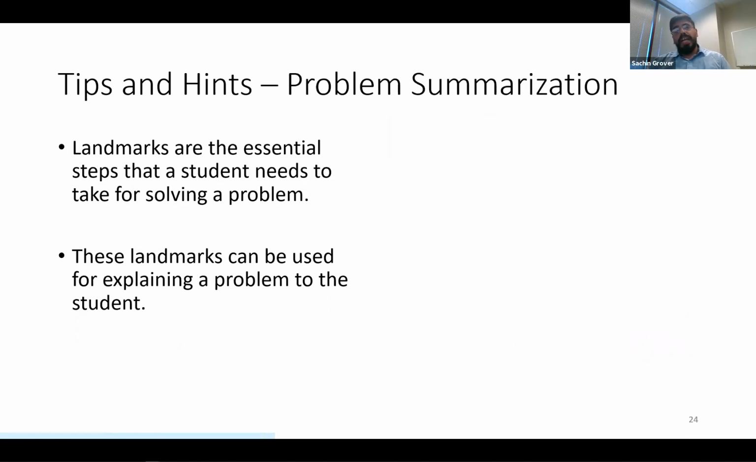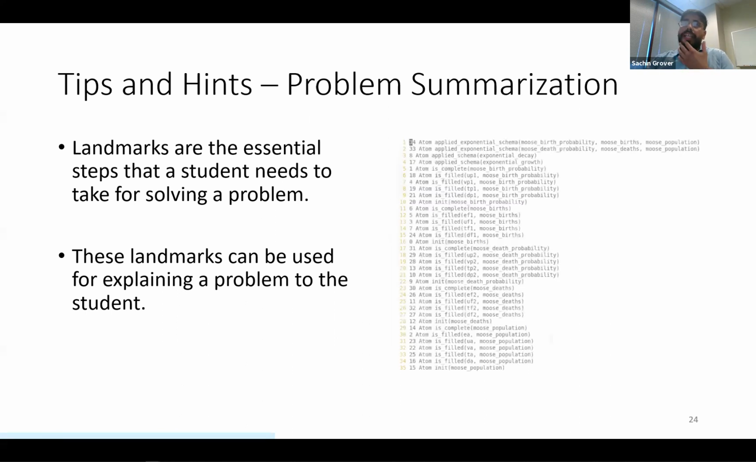Next comes the plan summarization. Plan summarization comes from the landmark idea, where if the system could figure out what are the essential parts that a student needs to complete, then that could actually act as summaries for the student.